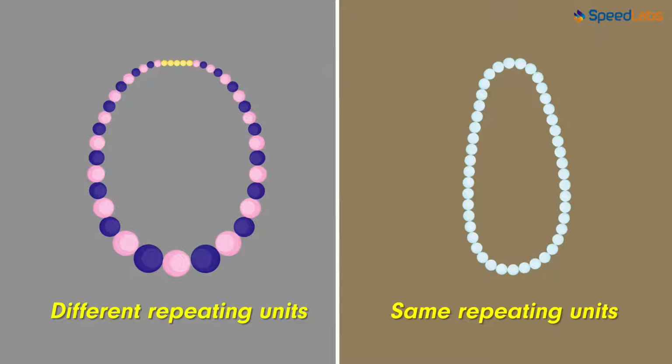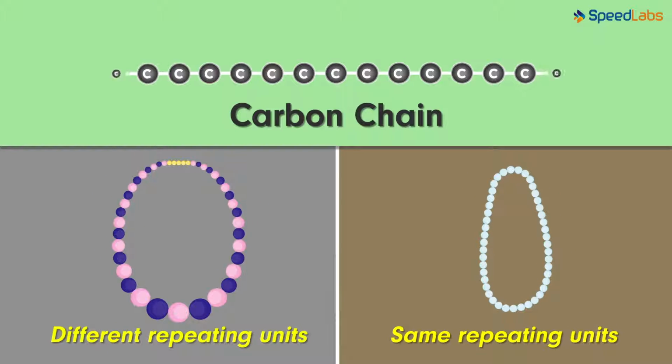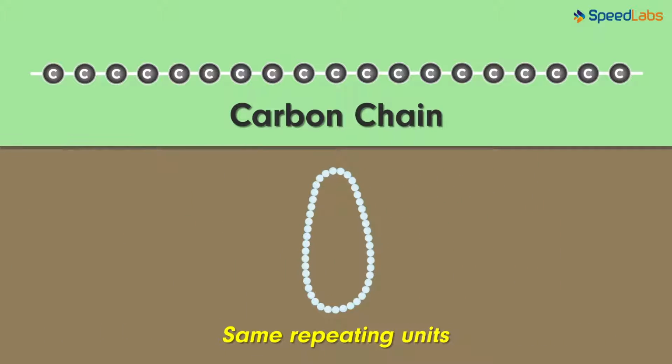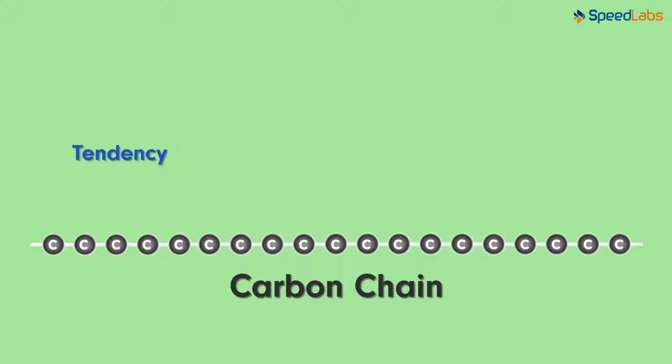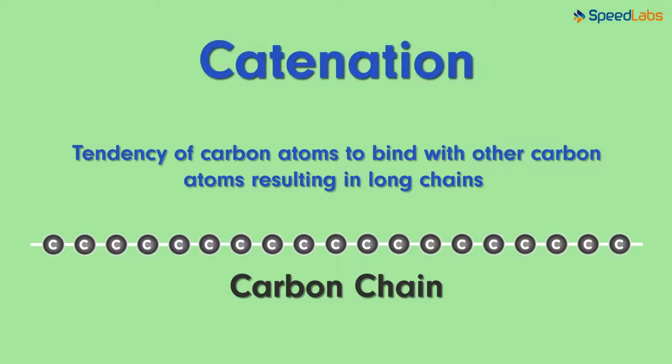But why are we discussing these ornaments while studying carbon chemistry? Well, that's because carbon exhibits properties just like one of these chains. That's correct. The chain with single colored pearls is what I'm talking about. As we can see here, all the pearls are of the same color and the same size. On similar lines, carbon atoms show a tendency to form long chains. This tendency of carbon atoms to bind with other carbon atoms, resulting in exceptionally long chains, is called catenation.